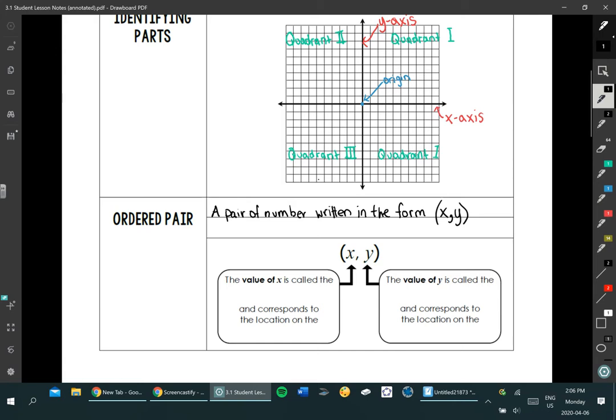So it's in the form x comma y, and it's used to locate a point on the coordinate plane or coordinate system.